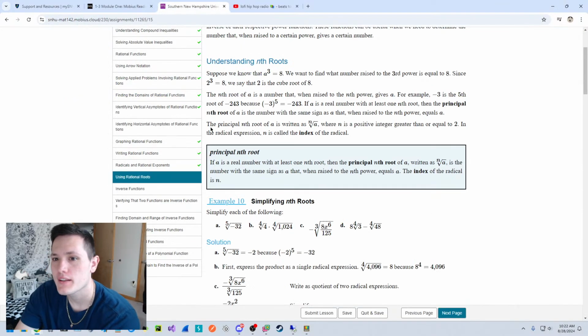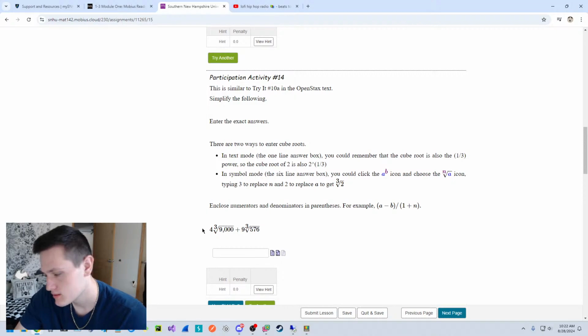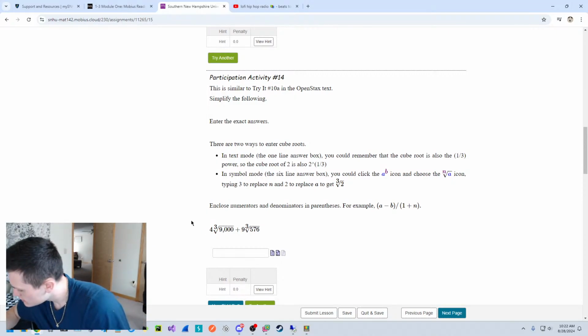Dude, I cannot find where this is at. Using rational expressions, I can't find the example in here. I'm about to schedule my test for next week.